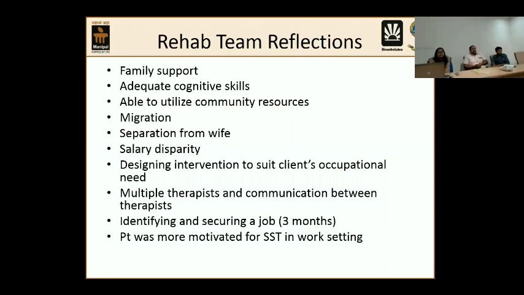One of the challenges that we felt was to design an intervention to suit his occupational need. There were multiple therapists involved. Maybe that helped in better generalization of skills, I'm not very sure. It was very important that all the therapists communicate between themselves. It took us around 3 months to identify and get a job for him. And what we also found was that the moment he started going for work and we started designing the social skill training in his workplace, he was more motivated for attending the sessions.